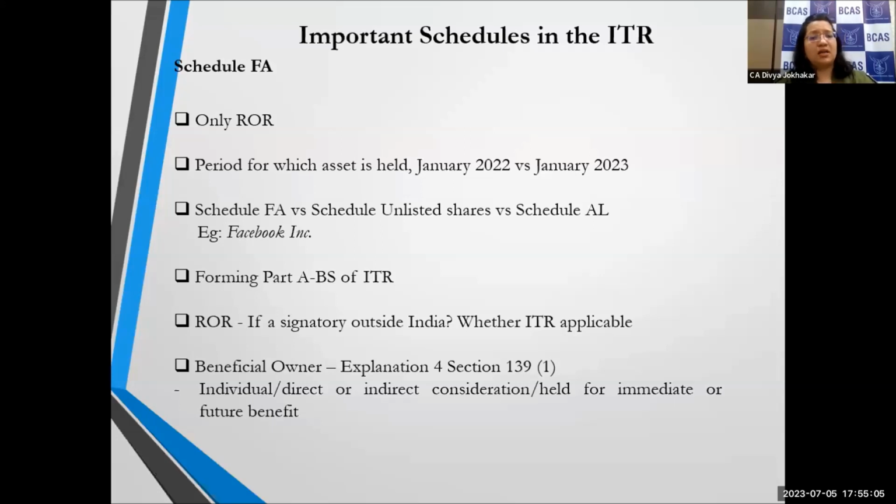What if you're a signatory outside India, whether ITR is applicable? The answer is yes, because you fall under Explanation 4 of Section 139 subsection 1. Even if you're a beneficial owner of any foreign asset outside India, the definition of beneficial owner is any individual who has directly or indirectly paid consideration or holds it for immediate or future foreign benefit. So if you are an individual who has paid a consideration directly or indirectly to purchase that foreign asset, held for an immediate or a future benefit of yours, then you will necessarily have to file the ITR. Not only that, you will have to disclose under Schedule FA.